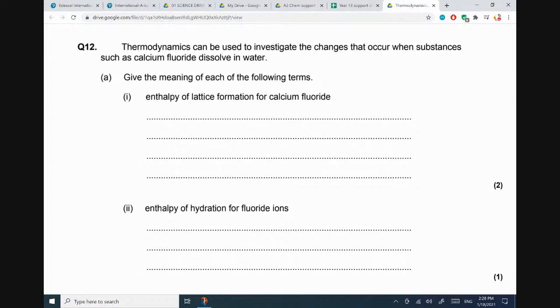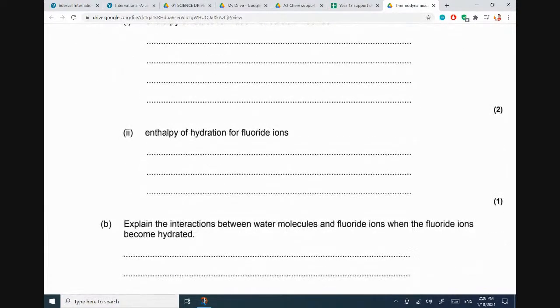Does that make sense? By the way, here's the cool bit. Just write the equation for that and then put under standard conditions. You basically get everything. Do write the equation and then just give a couple of bullet points. The heat energy change when 1 mole of calcium fluoride is formed from its gaseous ions, forming an ionic solid, all under standard conditions. Enthalpy of hydration of a fluoride ion: the heat energy change when 1 mole of gaseous fluoride ions form 1 mole of aqueous fluoride ions when dissolved in excess water, all under standard conditions.